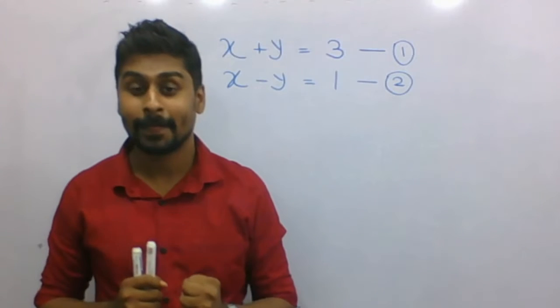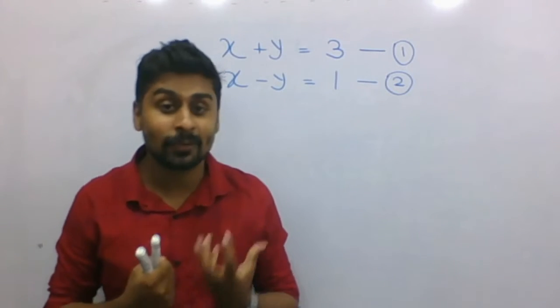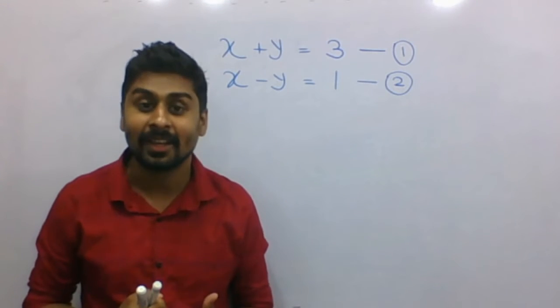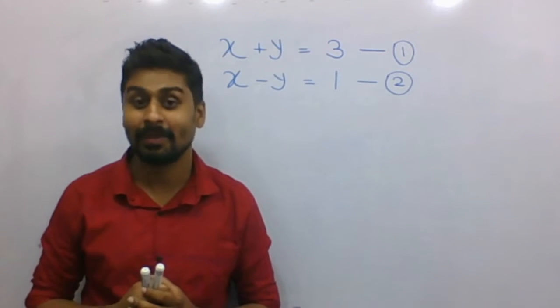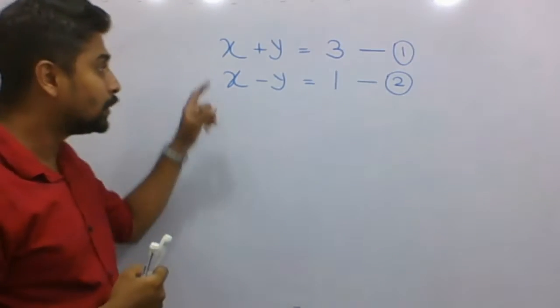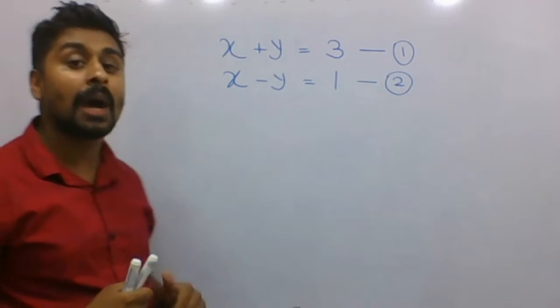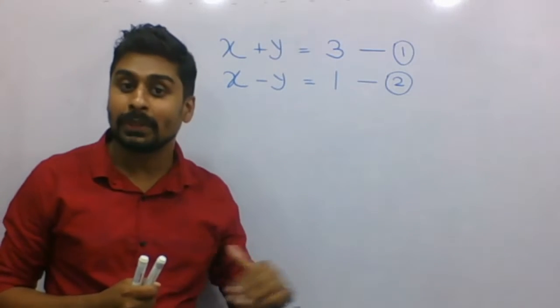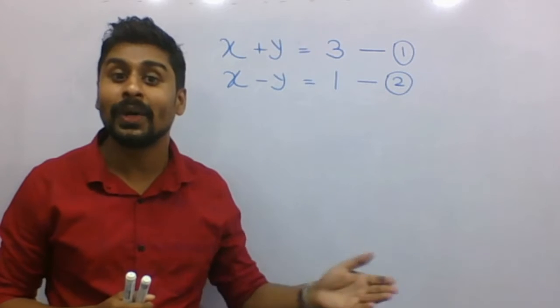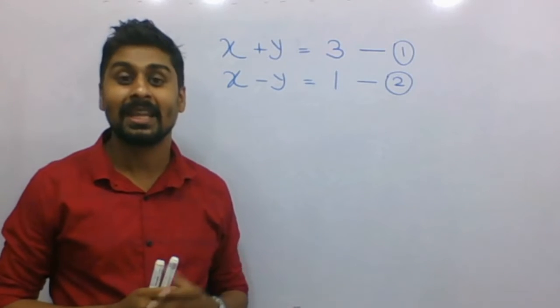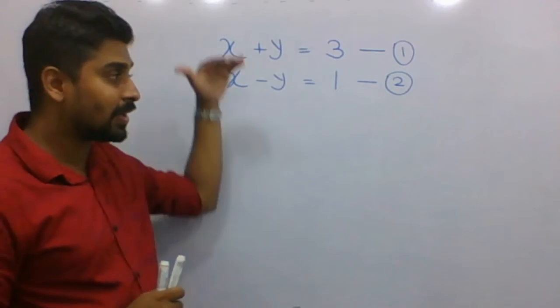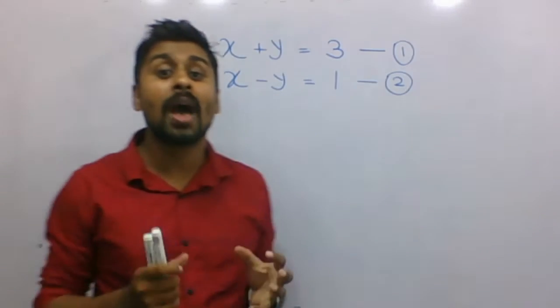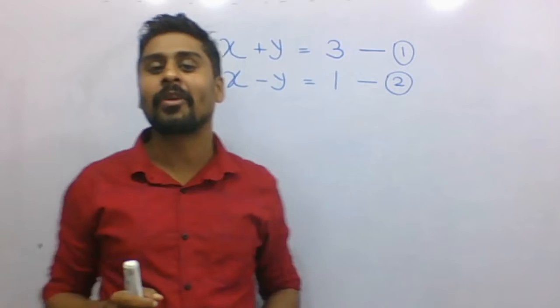Next question: we remove x, I would like to remove x. To remove x, do we add or subtract these two equations? Let's check. If we add, x and x become 2x. Even if we want to, can we remove x? You can't remove x. So here we have to do subtraction: from the first equation you have to subtract the second equation. Then you can remove the x.